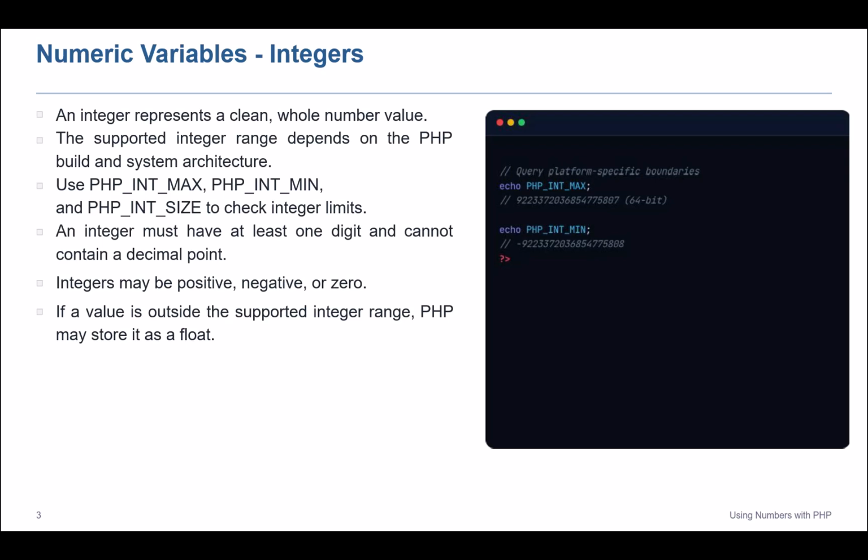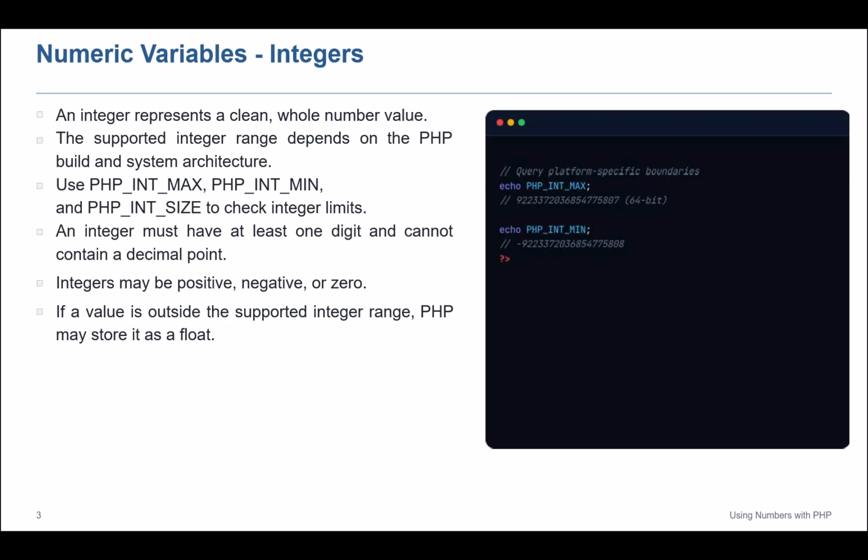There are two main numeric data types in PHP, integers and floats. The first numeric type is an integer. An integer is a whole number. In PHP, the range of integer values depends on the system running PHP. Most modern systems are 64-bit, which allows PHP to store very large integer values.